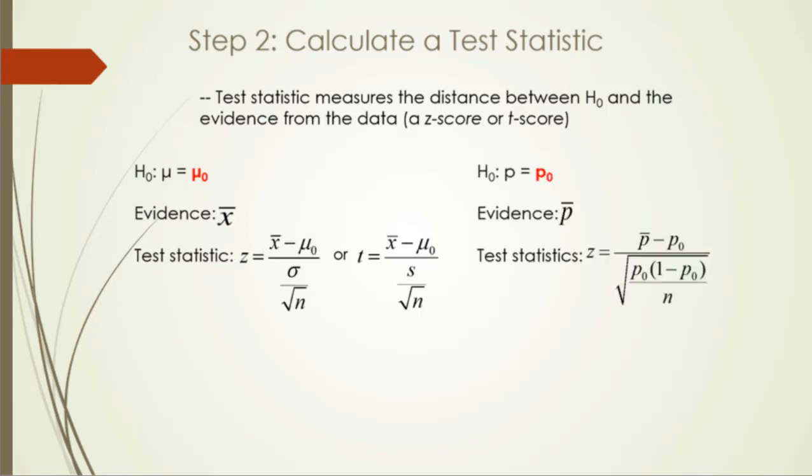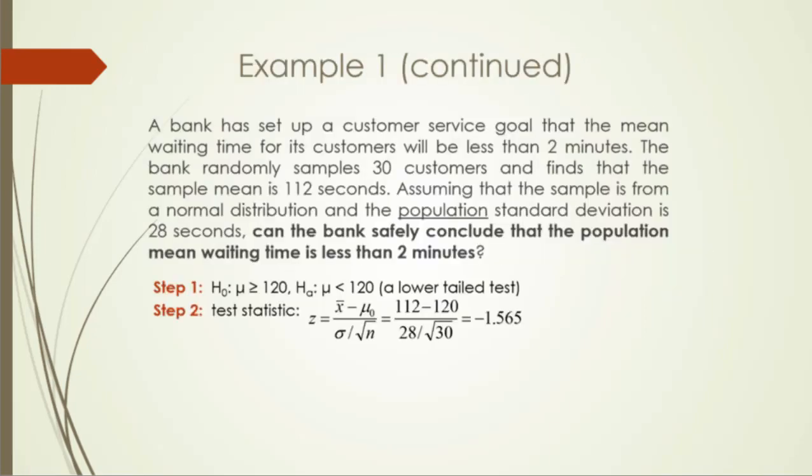For categorical data, tests are about population proportions. The evidence is the sample proportion, and the test statistic is always a z-score. In example 1, the test statistic is a z-score of negative 1.565. The negative value of the z-score indicates that our sample mean is less than the null value of 120 seconds.